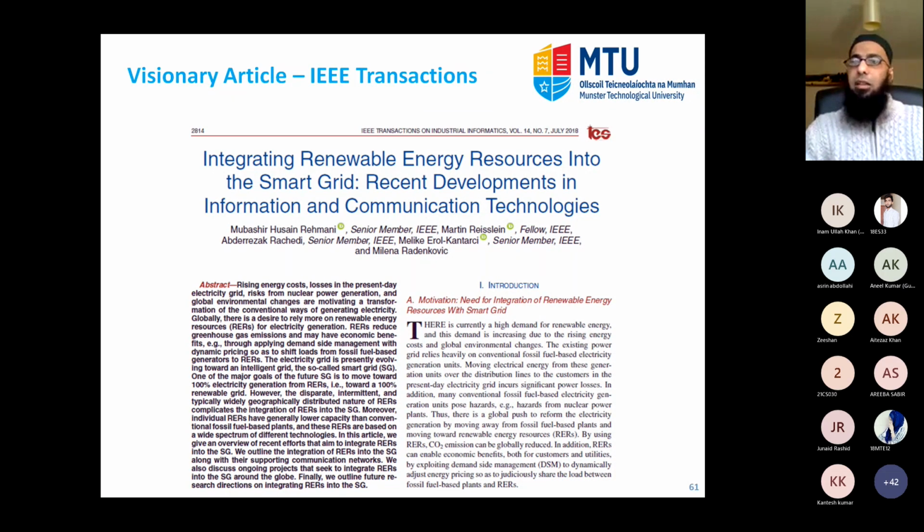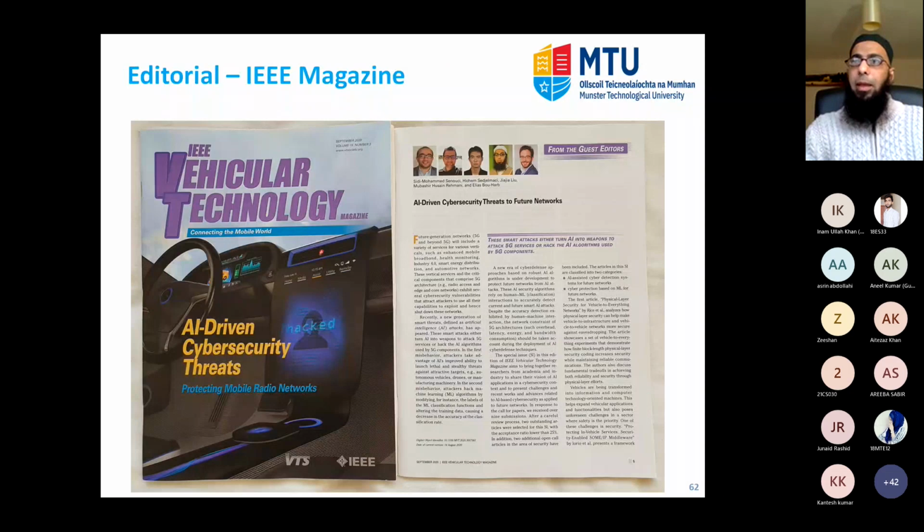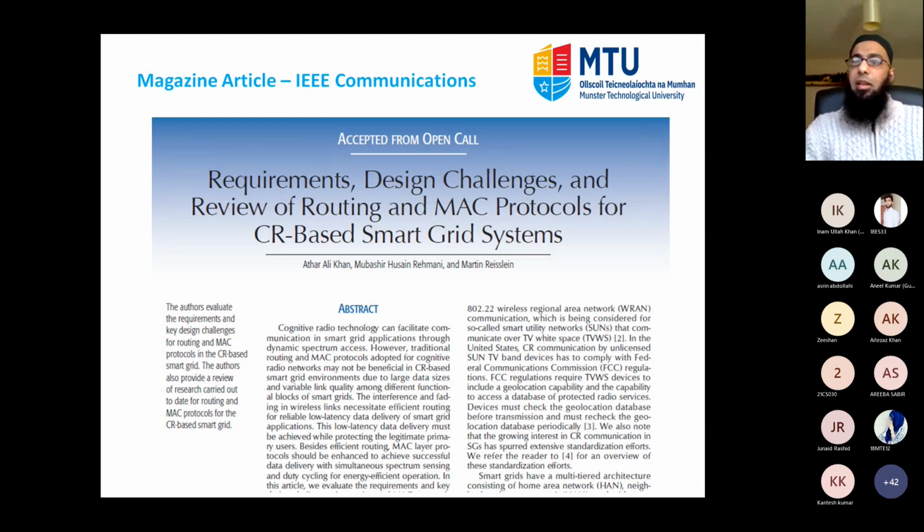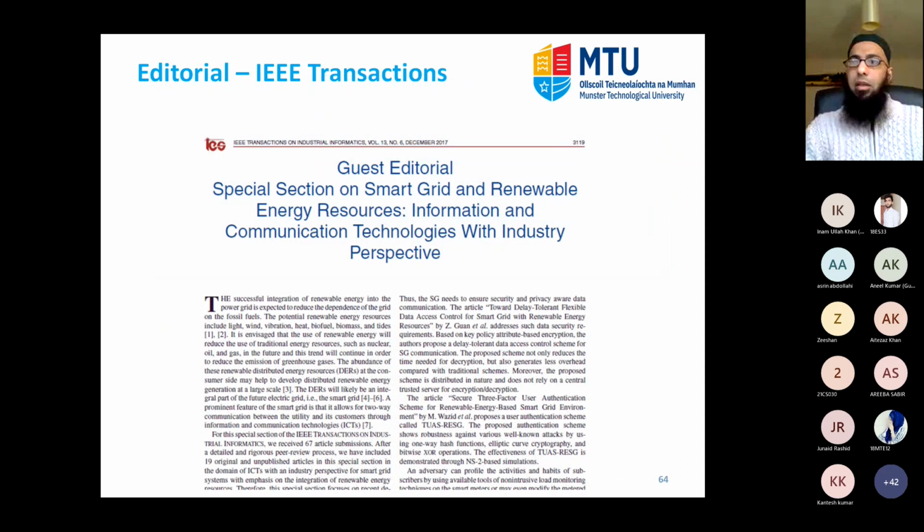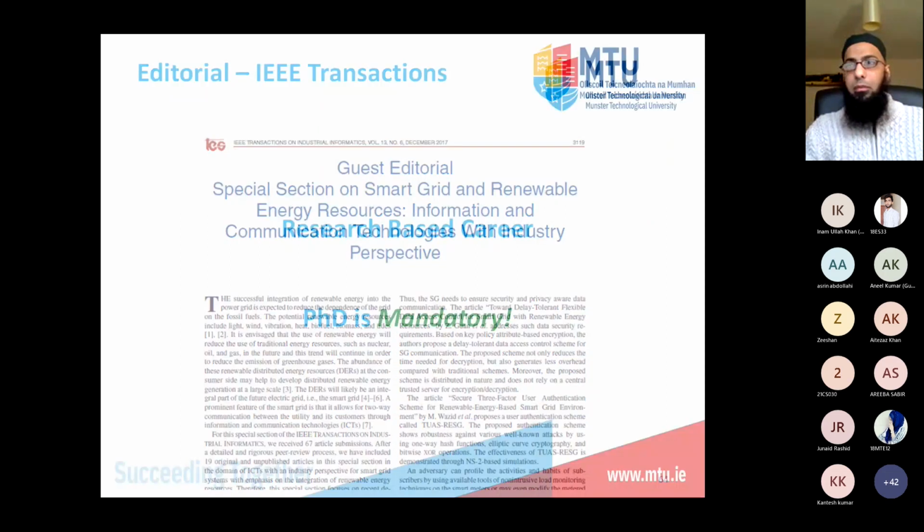Then this is an example of an editorial published in a magazine. Then this is another example of an article which is published in a magazine. This is an example of an editorial published in transactions. So these are a few examples of different types of scientific articles.